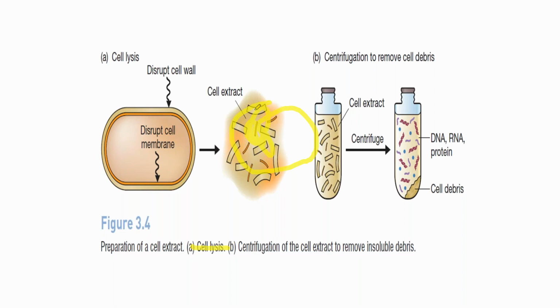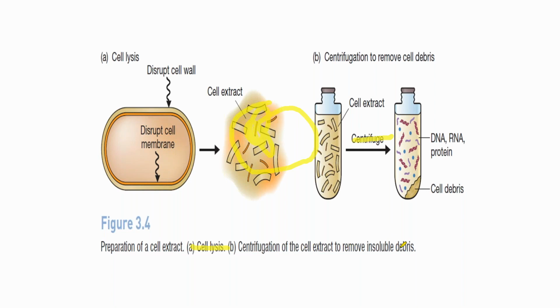So in this cell extract, what all things will you have? You will have DNA, RNA, proteins, insoluble cell debris, everything is there. This cell extract, we are going for centrifugation. See, centrifuge. We are going for a centrifugation.